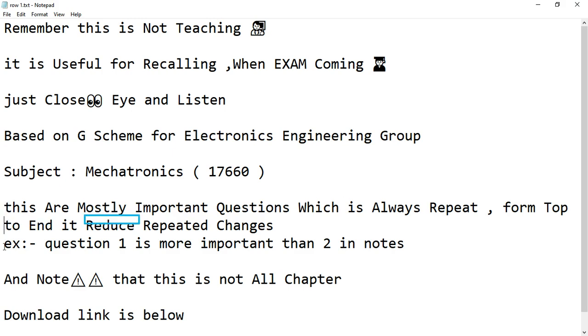To end it, reduce repeated changes. Question 1 is more important than 2 in the notes. And note the warning sign that this is not all chapters. Download link is below.